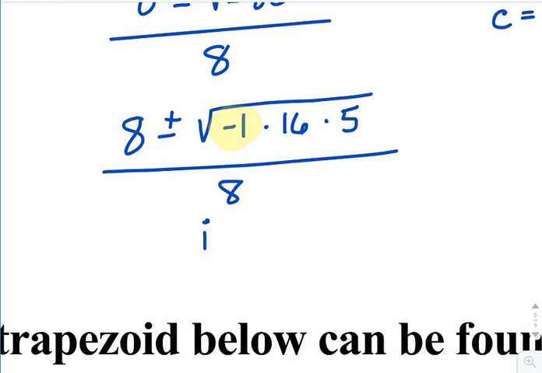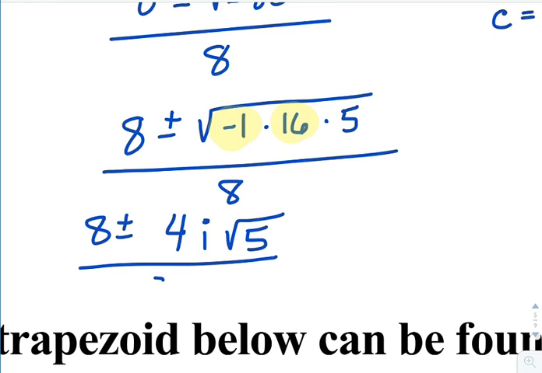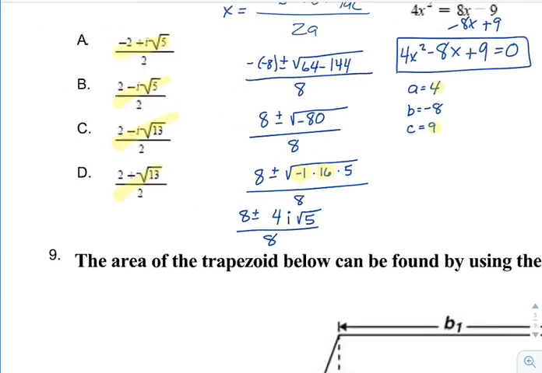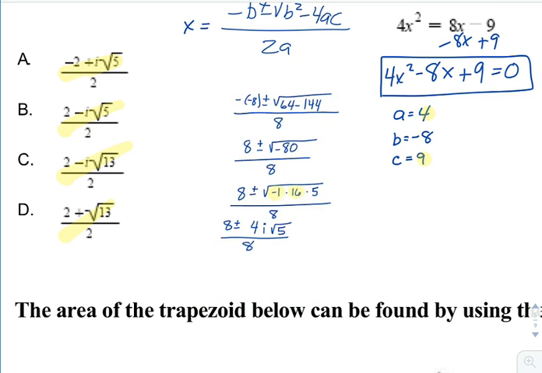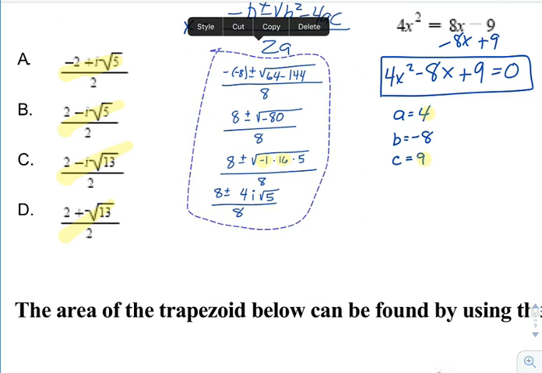Don't worry, we'll talk more about that during Math 3. There's a lot more to it than that. But for right now, square root of a negative value, i. Square root of 16 is 4. And the 5 hangs out. So you end up with this. Still doesn't look like any of the values in there. Well, there's one more step. We got to simplify that fraction now.